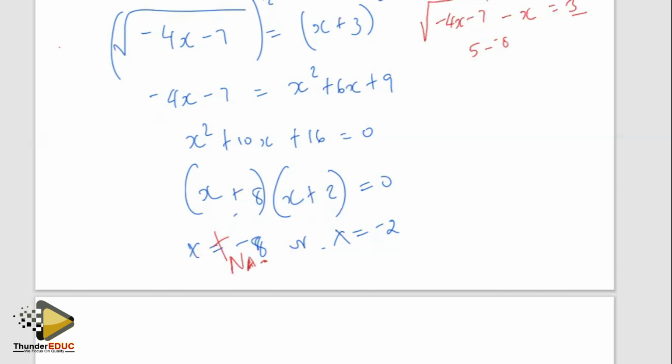Let me try with negative 2. So we know that negative 4 times negative 2 is going to be 8, minus 7 is 1. Square root of 1 is 1. Minus negative 2, that gives me 3. Perfect. So this is the only solution for that question.